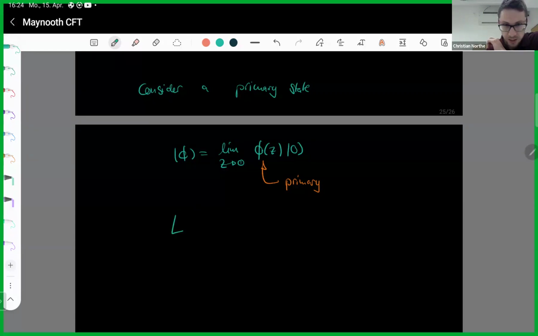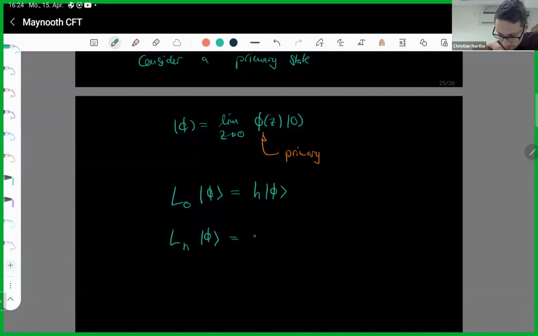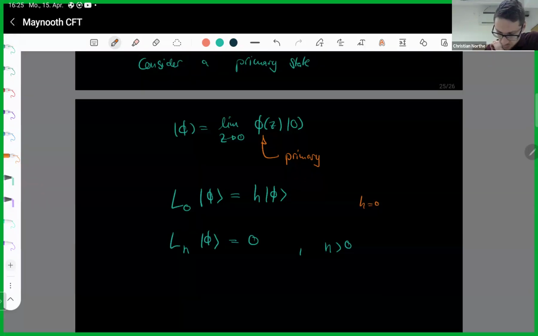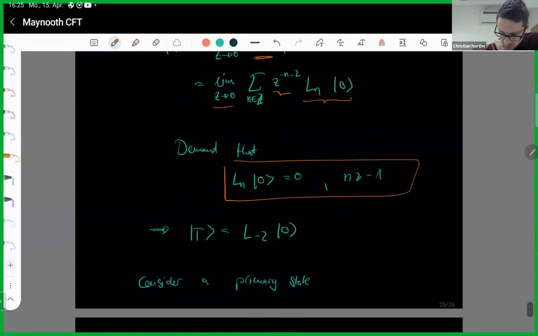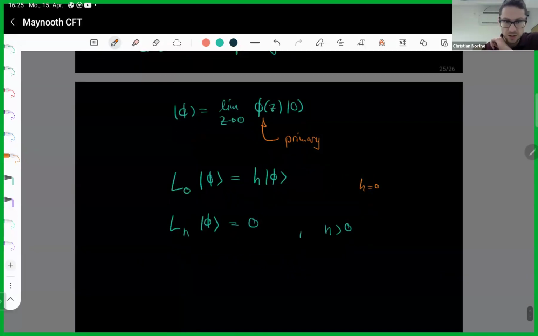What you can show, and what I show in the notes, is that you act with L0 and it returns the primary state: it is an eigenstate of L0 with eigenvalue h, which is its conformal weight. And moreover, Ln phi is 0, so this thing is annihilated for any positive n. You can check that if you pick h being 0, then you revert to these conditions here. So this is what we have for primary states.